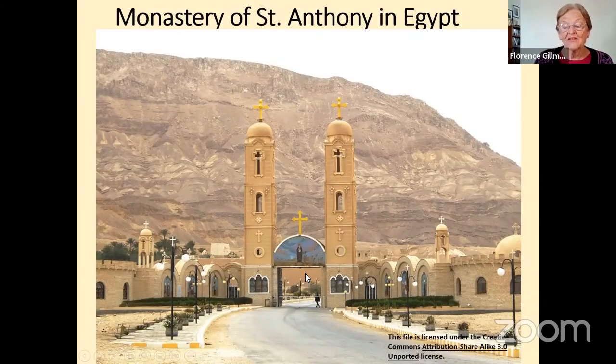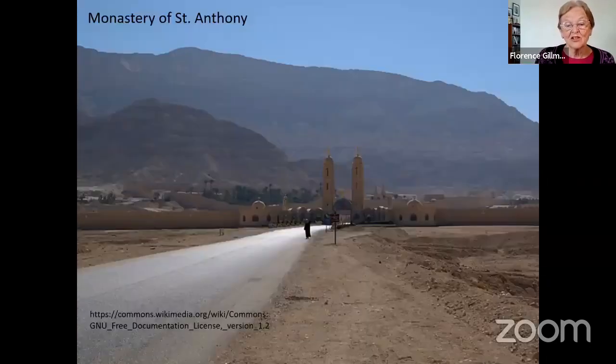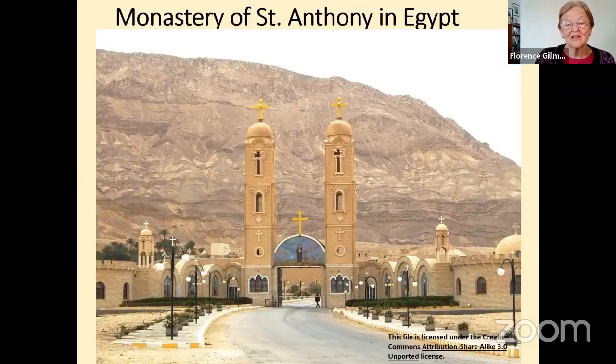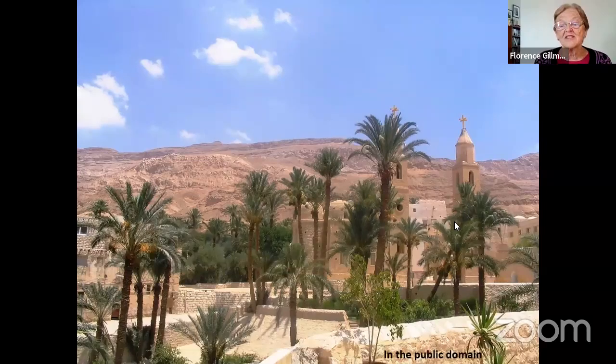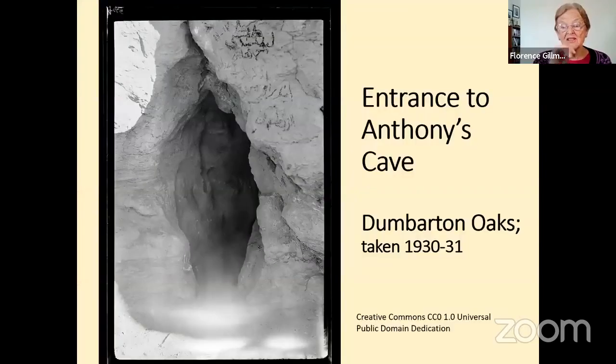So the cave that people are taken to is up in the hills. Here's the monastery from another angle, and it's up at this level here, if you can see my cursor. So the cave is there. Here's another picture. This is the best picture I have, even though it's black and white from the 1930s. You can see that it's from Dumbarton Oaks' Byzantine collection. And yeah, this is the cave.